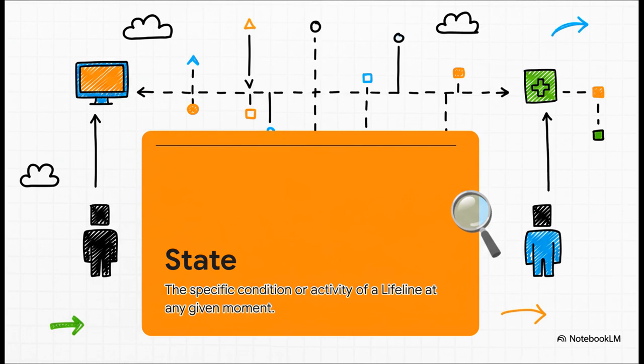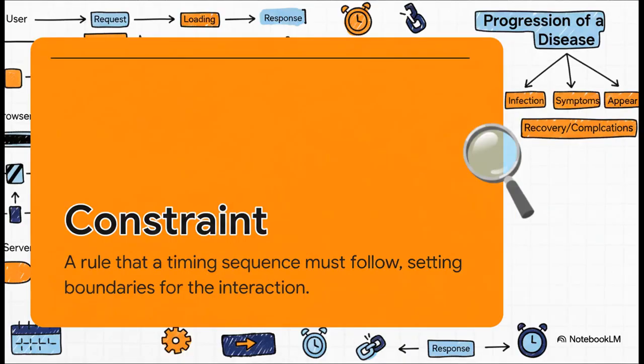And of course, a lifeline isn't just sitting there doing nothing. It changes its state over time. So for example, your browser lifeline might start in a requesting state, then move to receiving data, and finally end up in a rendering page state. It's just showing what it's busy doing at any given moment. Now, constraints. These are the rules of the game. They're the non-negotiables. They basically set the boundaries for our story, and they come in 2 main flavors that are really important to tell apart.